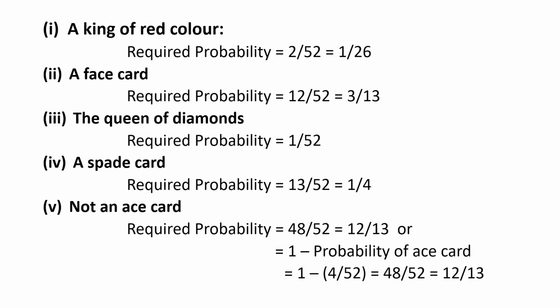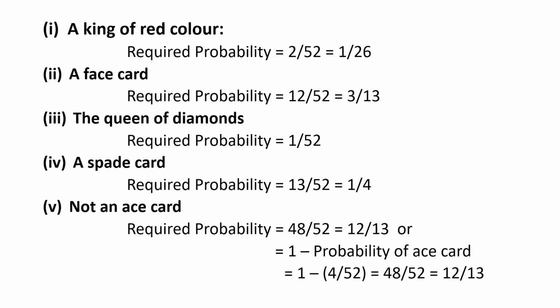First case, we want the probability that the card chosen is a king of red color. Now how many kings of red color are possible? We know 2 are possible, either heart or diamond, both are of red color. So both kings can be considered of red color. Upon total possible how many cases? 52 cases. So 2 upon 52 or 1 upon 26.